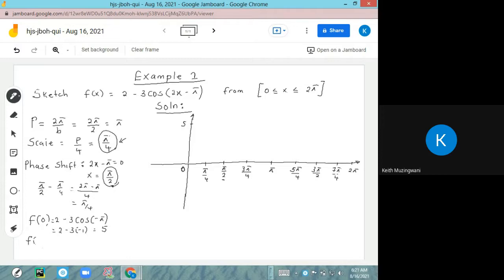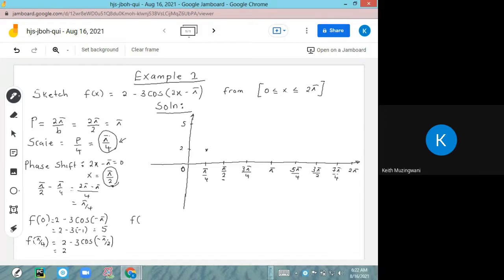Then f of pi over 4, this is going to be 2 minus 3 cosine 2 pi over 4 minus pi, giving us negative pi over 2. But cos 90 is 0, so we just get 2. So we have a 2 here.